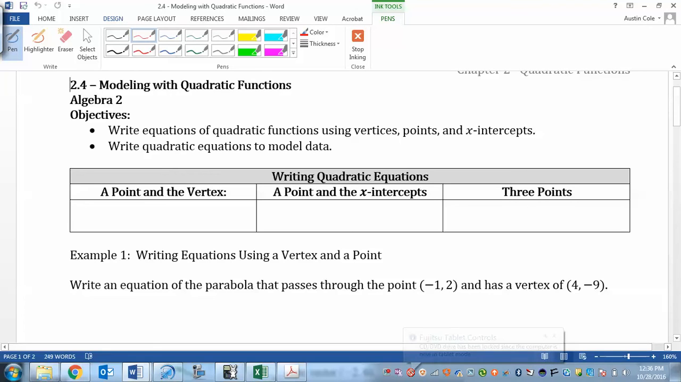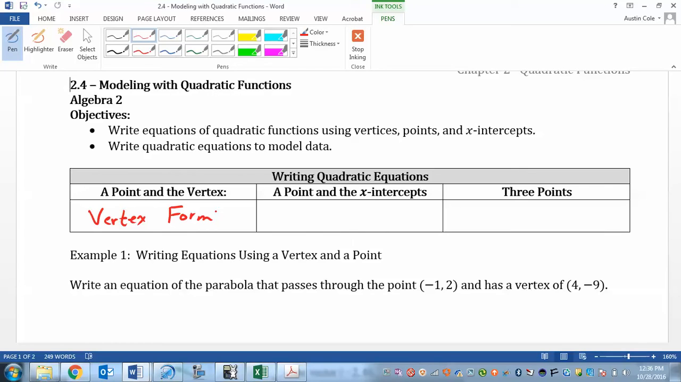Vertex form. And if we're given the vertex, don't we want to write it in vertex form? That makes the most sense. So we're going to use vertex form here. So it all depends what pieces of information we're given about the graph. If we're given the vertex, use vertex form.